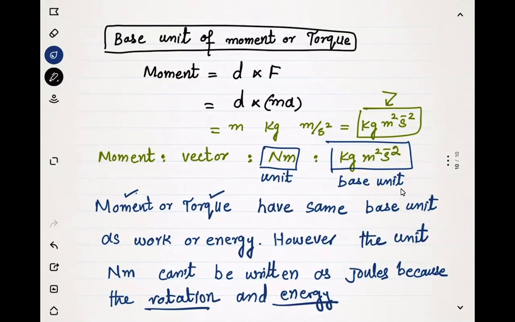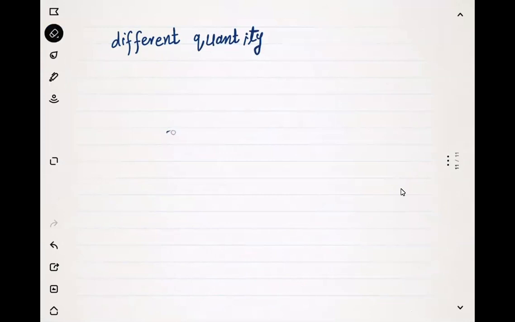So rotation and energy are two different quantities by nature. If Newton meter is representing the rotating effect of a force, that is moment, then they are totally different. You cannot even add or subtract them. So they are totally different quantities. So this is all about moment or torque.